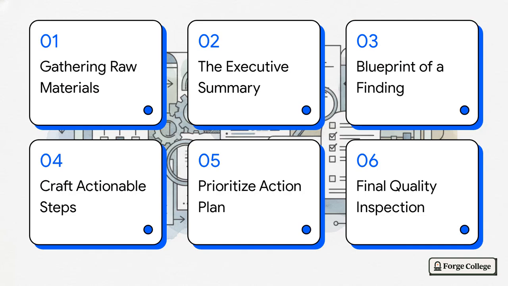So to completely avoid that classic auditor-developer feud, we are going to treat your report like a literal architectural schematic. We'll be moving through these 6 structural steps: gathering your raw materials, structuring the executive summary, the blueprint of a finding, crafting actionable steps, prioritizing the action plan, and finally, the final quality inspection.